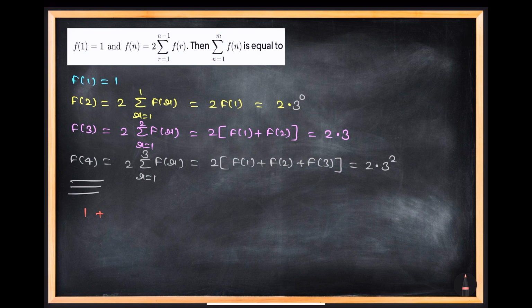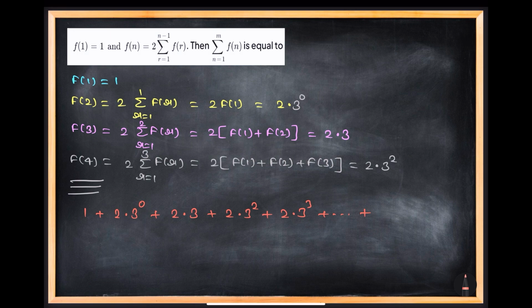So look at this. f1 is done. f2 is 2 times 3 power 0. Then 2 times 3 power 1. Then 2 times 3 power 2. Then 2 times 3 power 3. And this thing will keep on going. Okay, so look at this.